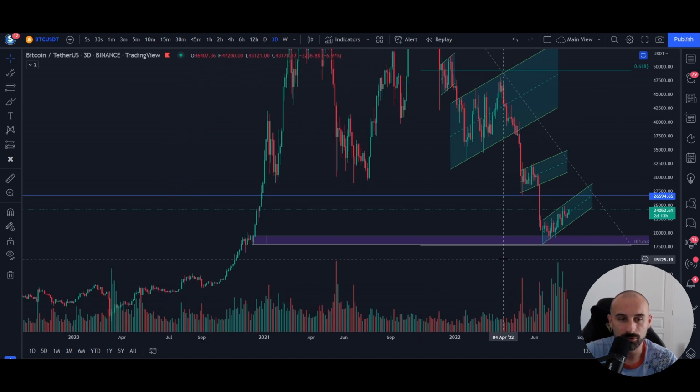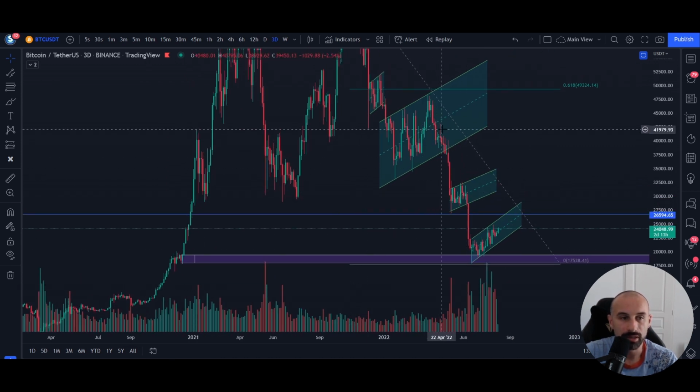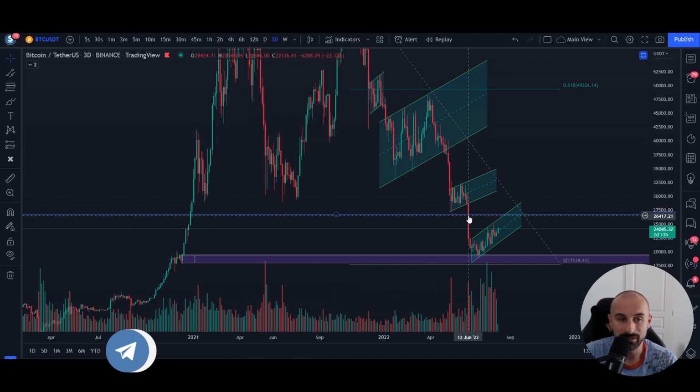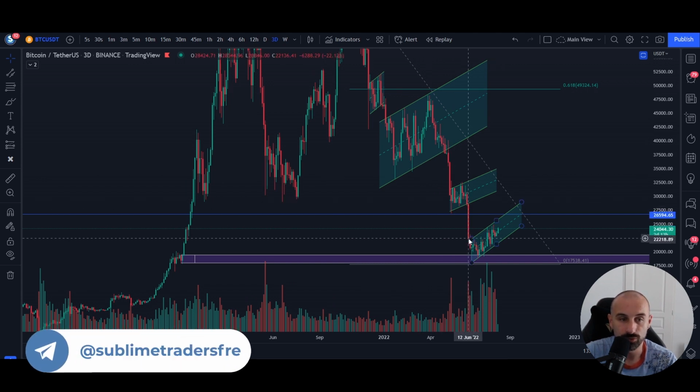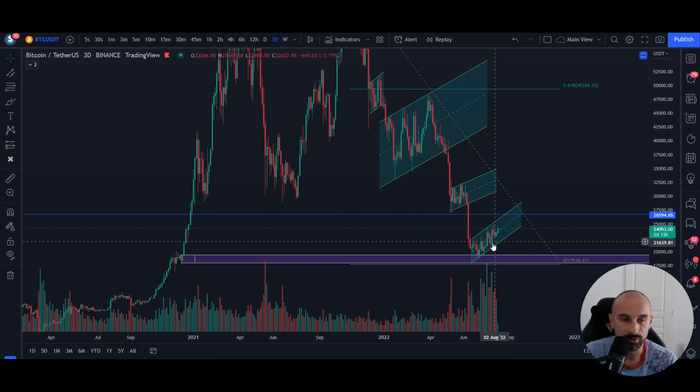You might be already aware of this. We have been replotting the same formation. Now we are at the fourth ascending channel that has dropped below this formation. So basically we had one channel, price dropped, second channel, very well defined, price dropped, a third channel, pretty well defined, price dropped, and now we are forming another channel.